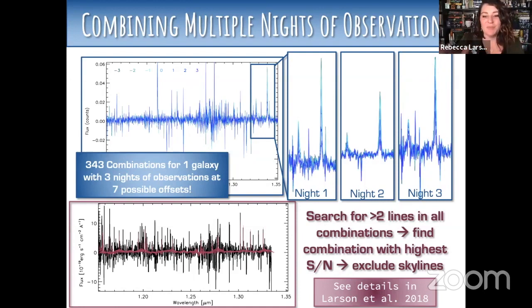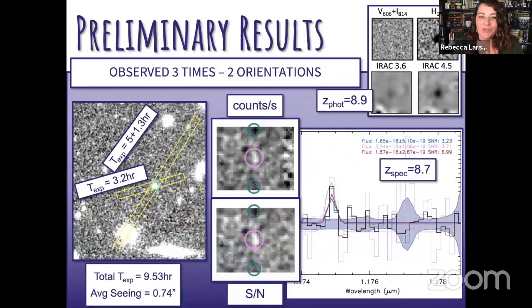And so all of this process is quite detailed, but I'm going to skip over it for this short talk and just show you some of our preliminary results. So this result right here is a Lyman alpha emission line that would be at redshift 8.7. And so here on the left, I am showing just a Hubble image stamp showing the two slits that we had with different orientations for this object.